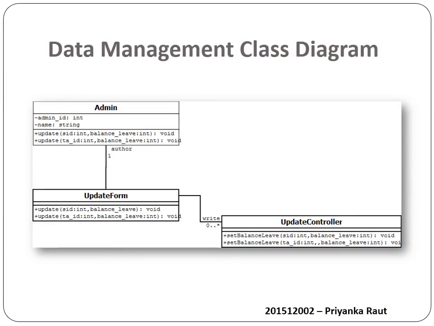This is the class diagram for data management, in which we have 3 classes: admin, update form and update controller, in which admin is the entity object, update form is the boundary object and update controller is the controller object. Now admin will update the record of student and teaching assistant according to their leave balances. This will be updated by the update form.